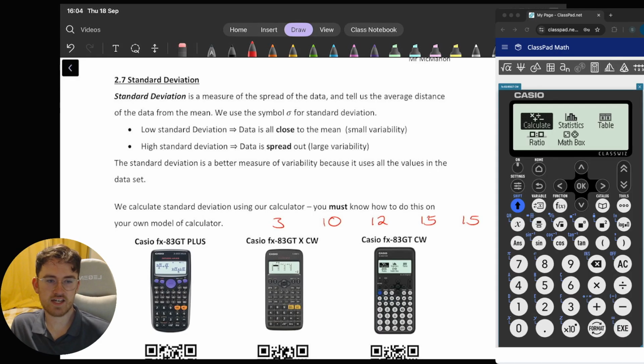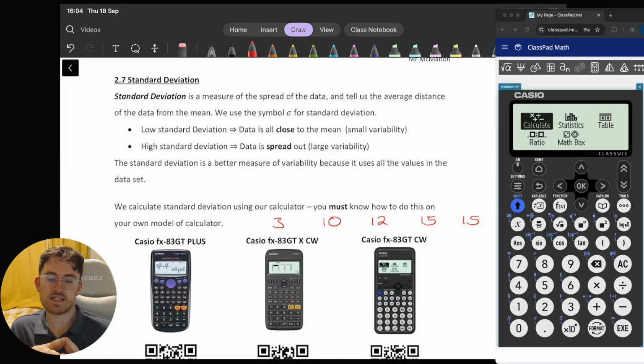So standard deviation, the word deviation, or if something deviates, it just kind of means it's different. It kind of differs slightly or largely from something else or from the norm. And that, I suppose, is a good understanding, really, of what standard deviation is. It's a measure of how spread out our data is. So the measures of spread we've looked at already would be like range or interquartile range. So this is just another measure of spread for our data. And what it tells us is the average distance of the data from the mean.